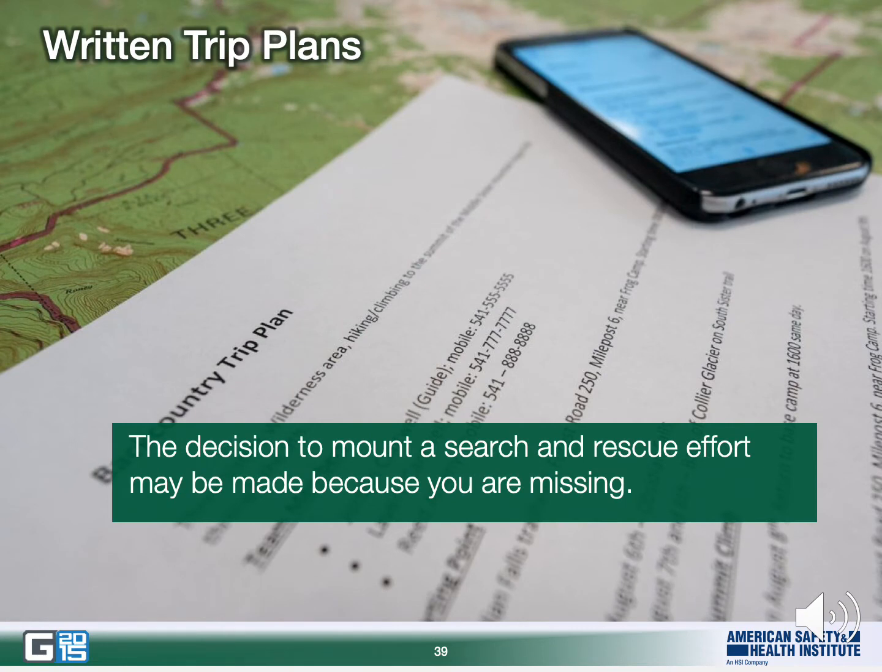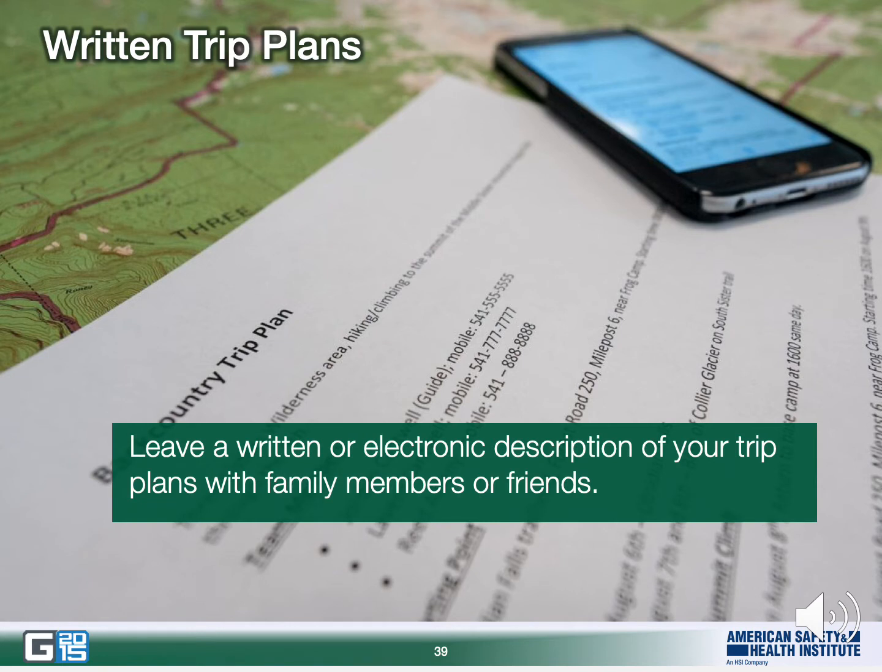The decision to mount a search and rescue effort may be made because you are missing. So this is talking about written trip plans right now, and the more detailed written trip plans you have, the better. And if you leave them with a point of contact back home, that will help. So if you leave a written or electronic description of your trip with family members, when the call comes in for help, or if you're overdue, the search and rescue people can have an idea of where to start looking.